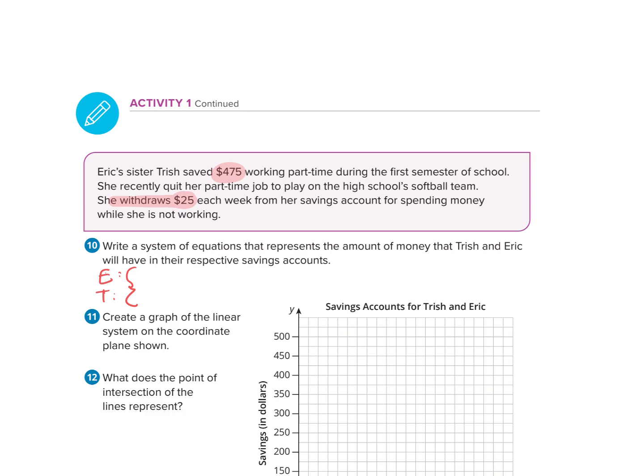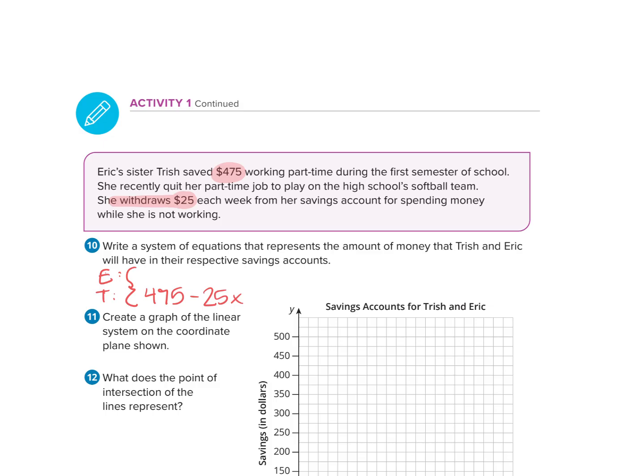So Eric, they are both saving separately. No. Eric's sister Trish. So Trish saved $475 working a part-time job the first semester of school. She recently quit her part-time job to play on the high school's softball team, and she withdraws $25 each week from her savings account for spending money while she's not working. So we have Trish that has that $475 to start, and then we're taking away $25 each week.